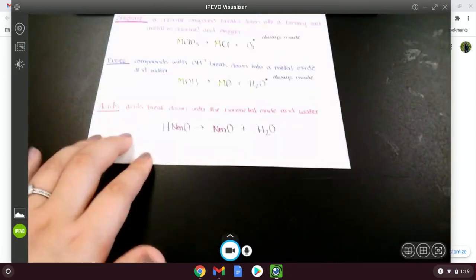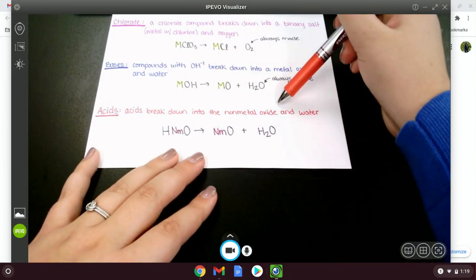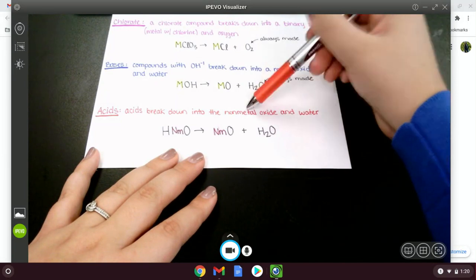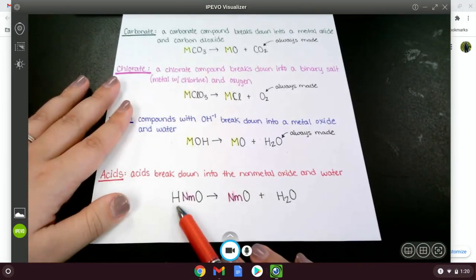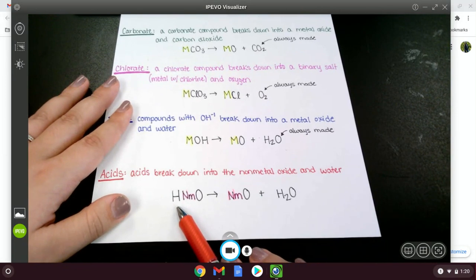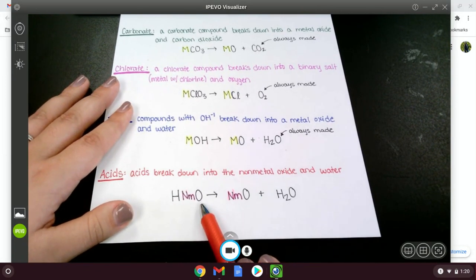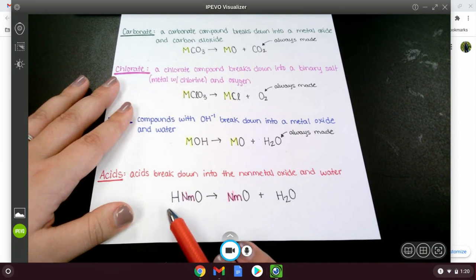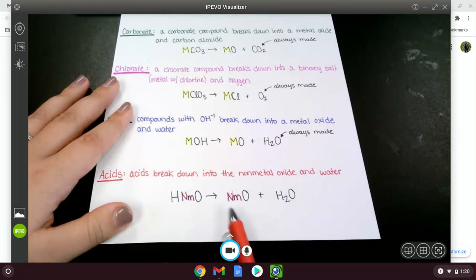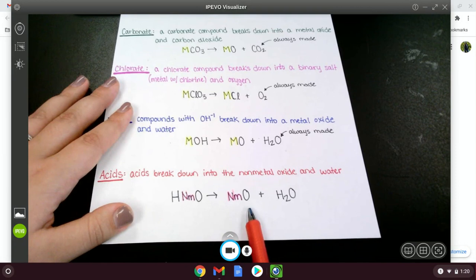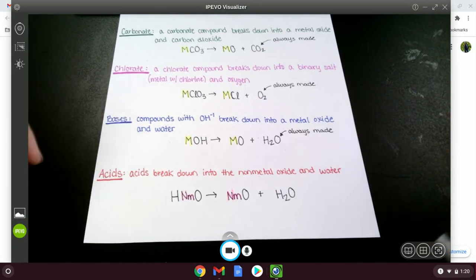So our acids will break down into the non-metal oxide and water. Okay, so as you can see here, I have an H here because H indicates that it's an acid. Then I have my non-metal with an oxygen because most of the time it's going to be H with a polyatomic ion. We're going to produce our non-metal with oxygen and then water. So that's what we're always going to make when we decompose an acid.